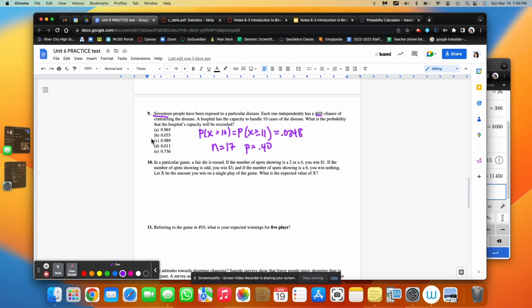So that probability, rounded, is going to be 0.035. All right, number 10, it's asking for expected value.